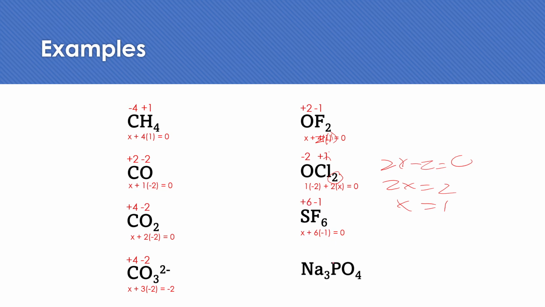Sodium phosphate. This is an ionic compound, so we have to think about sodium being +1. We know sodium's +1, and we know oxygen's -2. So 3 plus x plus 4 times -2 is 0. 3 plus x minus 8, so x minus 5 equals 0. So phosphorus equals +5. You're doing math, very similar to finding the charge on a transition metal. So let's do some practice.